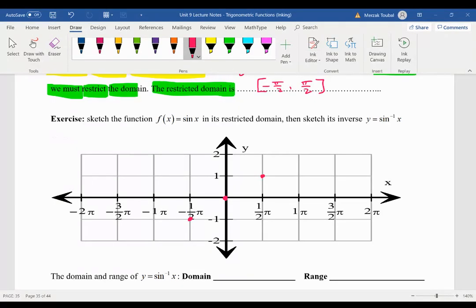If we take a couple more points, let's say negative pi over 4, sine of negative pi over 4 is negative root 2 over 2, which is approximately negative 0.7. So the point will be somewhere here. Then if we also take pi over 4, the sine of pi over 4 is root 2 over 2, which is approximately 0.7. So I would say the point will be somewhere here. Then we connect these with a smooth curve, and that's the curve of the sine function in its restricted domain.